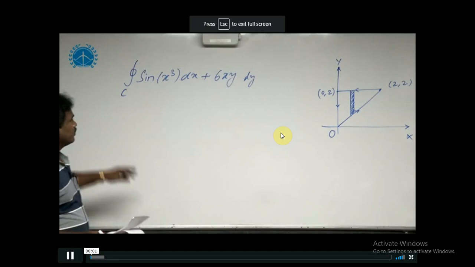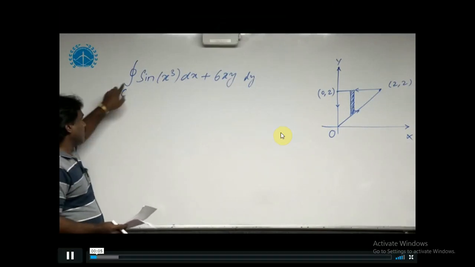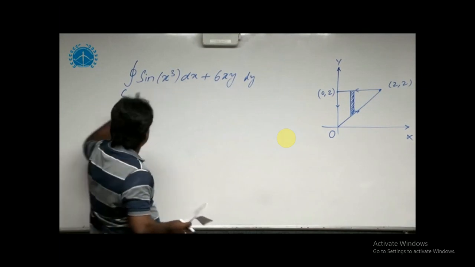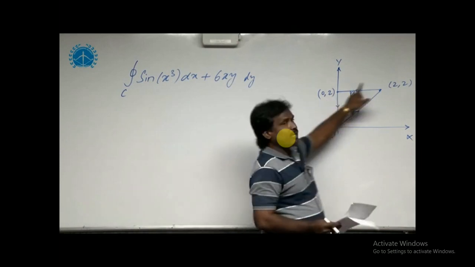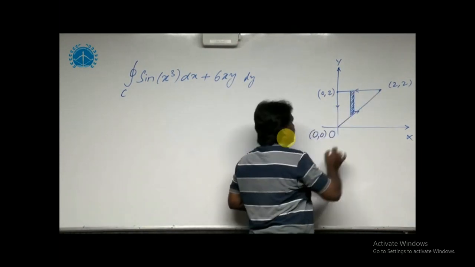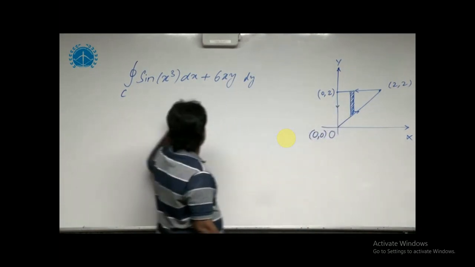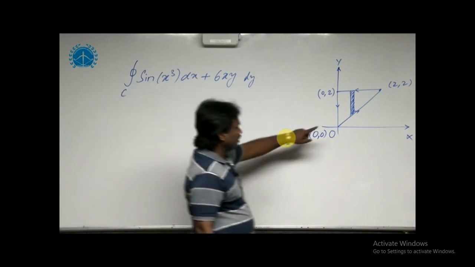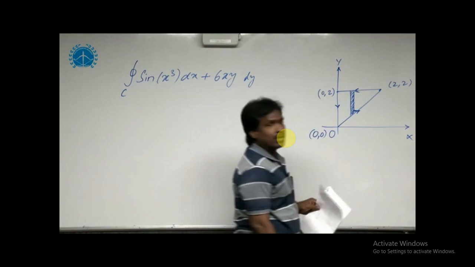Okay, in this question, our requirement is the line integral around C of sin x cubed dx plus 6xy dy, where C is the triangular path with vertices (0,0), (0,2) and (2,2). A line integral is always taken in the anti-clockwise direction, which is why I have given the path direction as counterclockwise.